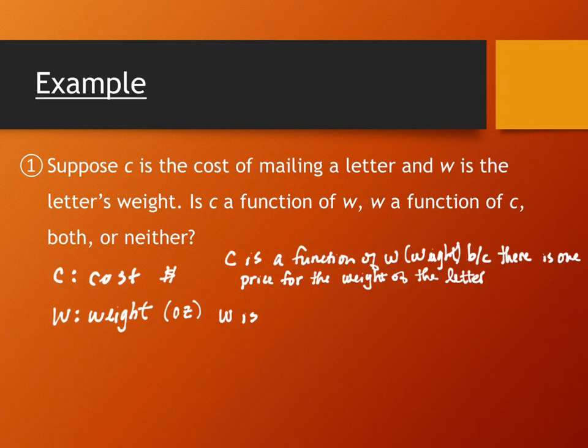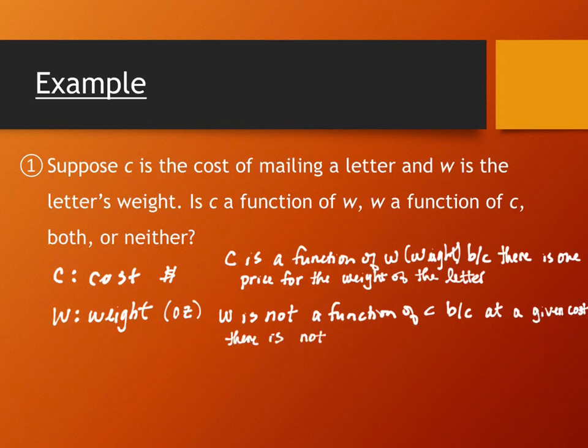So W is not a function of C, because at a given cost, there is not one specific weight. That's the problem. There's not one specific weight.